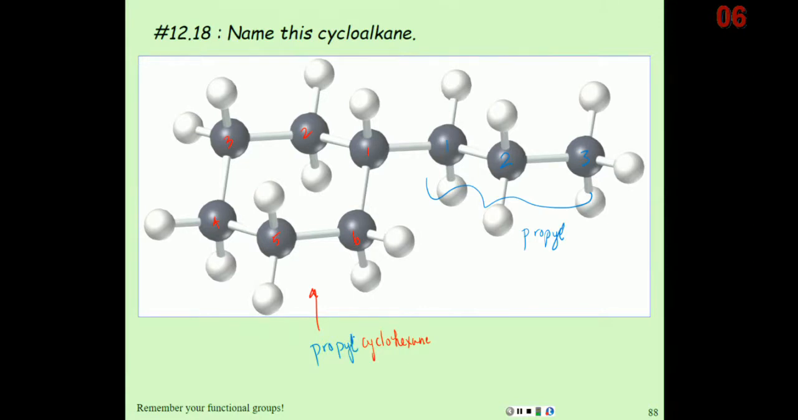Now, do I have to specify this as carbon number 1? No, because all of the carbons on the ring are the same. There's nothing different about the ones that are around it, so putting that number on there is unnecessary. Okay, that was a simple example.